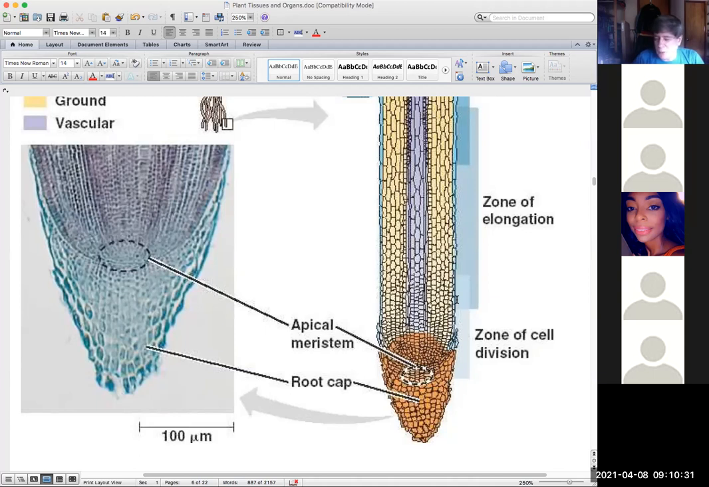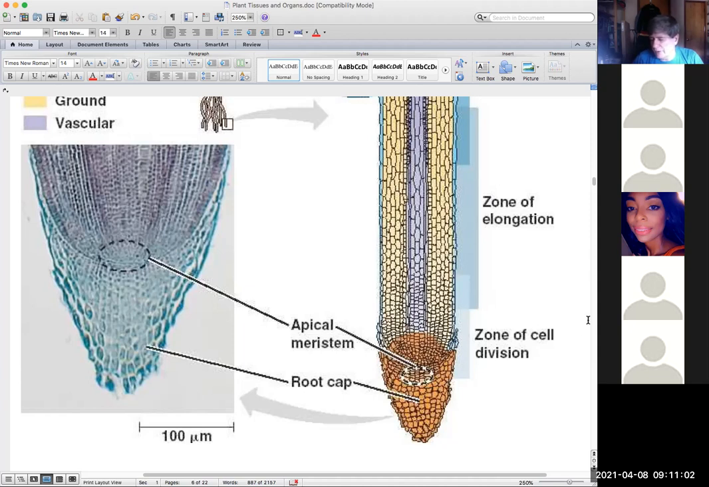Now you might ask, why does the root have to grow through the soil? Why can't it just stay where it is? Well, really two reasons. First of all, as the plant gets larger, it needs more surface area in its roots. Remember when we talked about surface area a few weeks ago, the more surface area you have, the better you can either absorb or eliminate materials. In the case of the roots, they're absorbing materials.